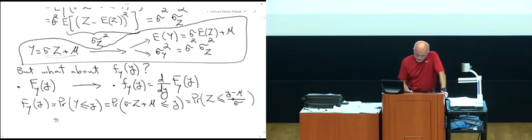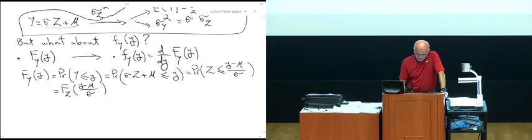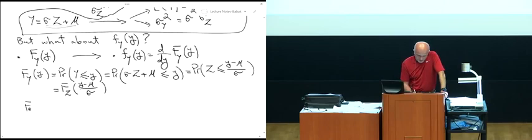Isn't this thing on the right simply F_Z at where? Isn't this in the form of the CDF for z? Yes or no? Okay, but what's the argument? My small z here is whatever's on this side. Now we have a relationship between the cumulative distribution for our new random variable and the cumulative distribution for z.